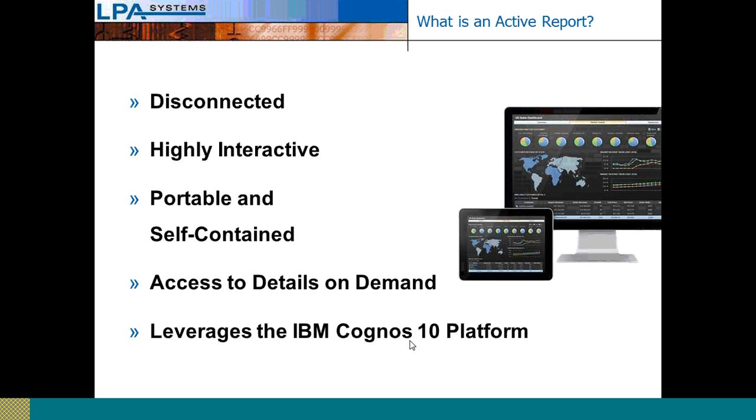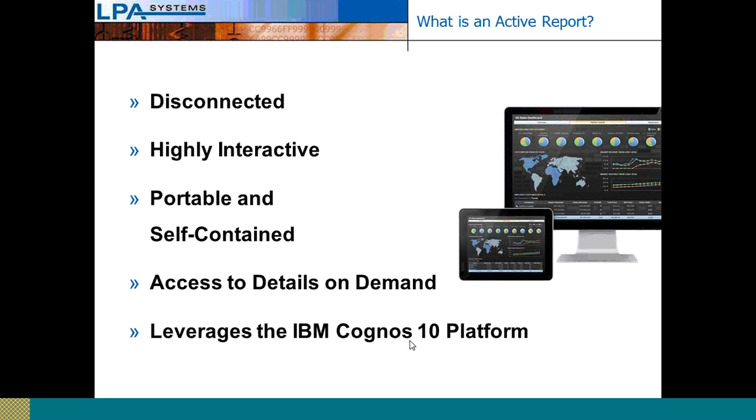Well, first off, an active report is disconnected. An IBM Cognos Active Report is a standalone, self-contained file. This allows users to interact with the content in their reporting application without being dependent on connectivity to the BI server. It's also highly interactive. Active report controls enable a new level of interactive behavior. The flexibility provided by the report controls allow a single reporting application to meet the needs of many users, eliminating the need to customize reports to suit personal viewing preferences.